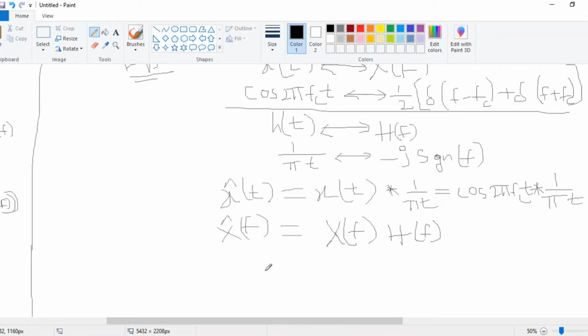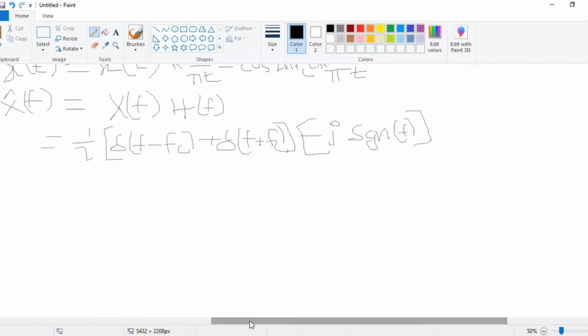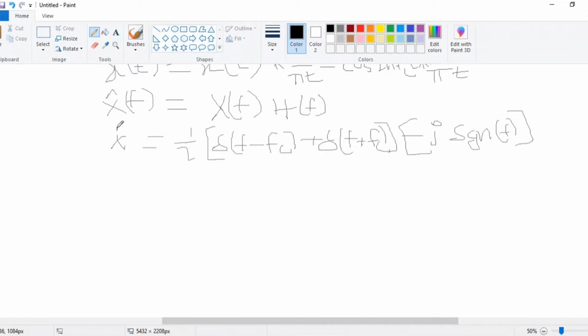X of f is nothing but 1/2 [delta of (f minus fc) plus delta of (f plus fc)] multiplied by minus j signum of f. Okay, so let me write this. So this is finally your x cap of f. Okay, so let us do the further simplification here.